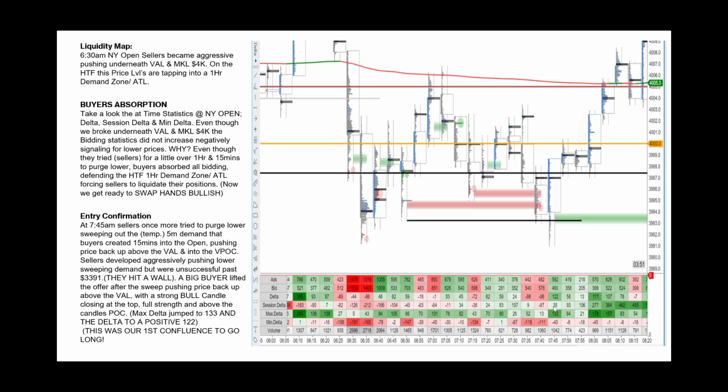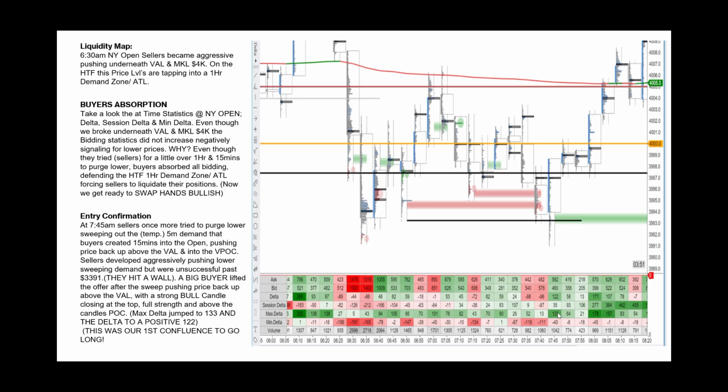All right, now what I want you to pay attention to is the order flow. Look in this candle right here. The ask was 482. The bid was 578. The delta printed a negative 96. The session delta was negative 87. All right, and we were at a negative of 111.